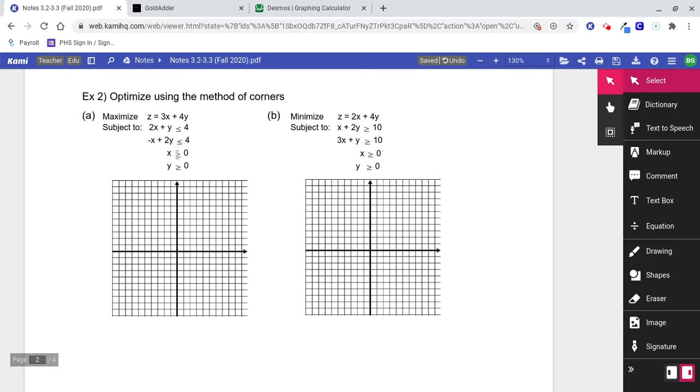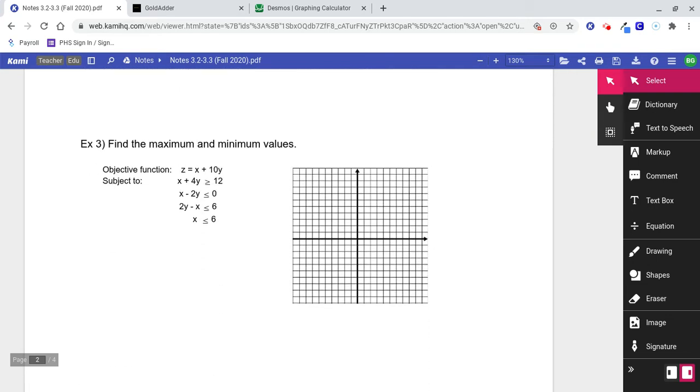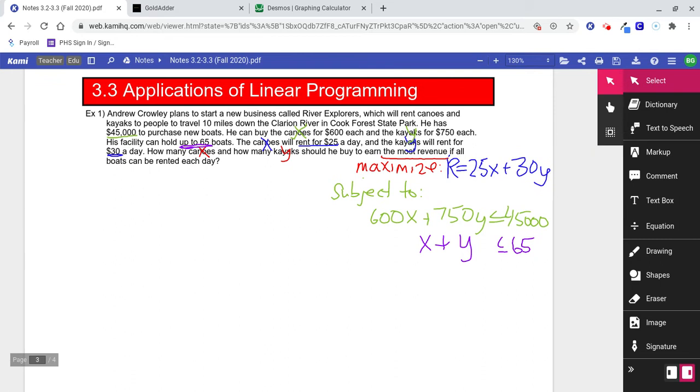These last two inequalities are almost always going to be necessary on a story problem like this. Okay? Does anybody know why we need these in our story problem? In a real world example like this, we're talking about a countable number of objects, like the number of canoes or the number of kayaks.